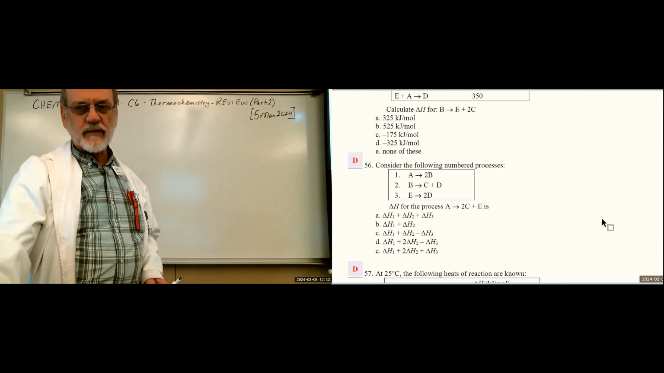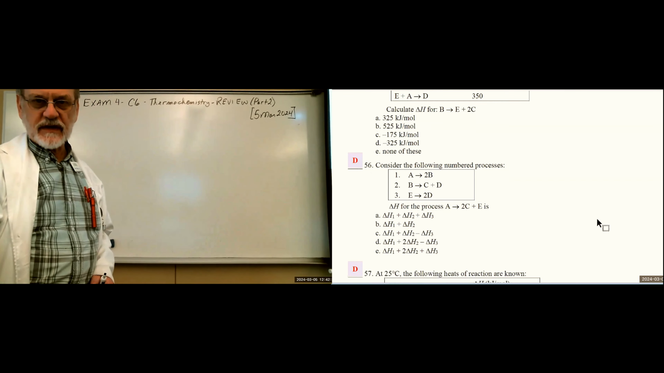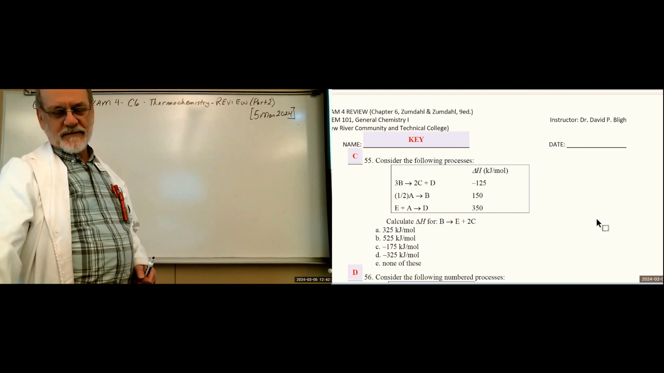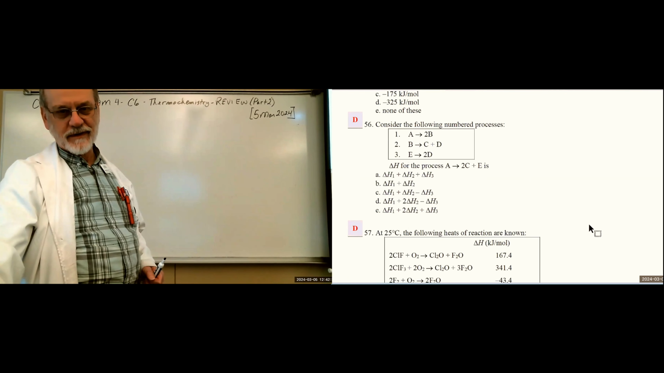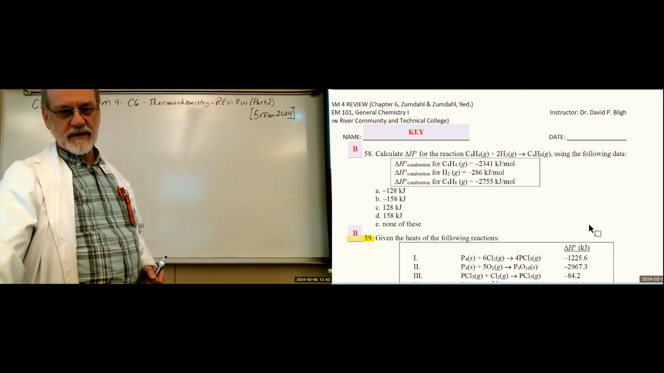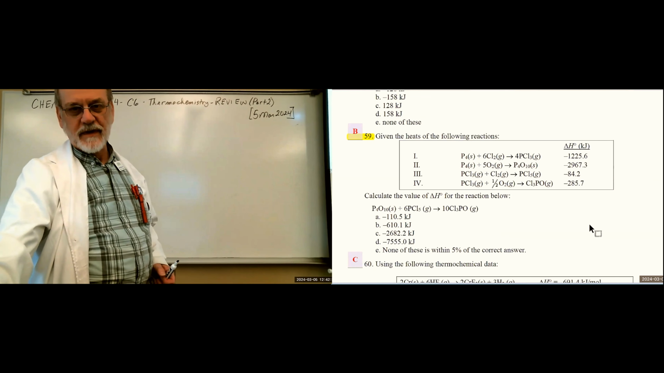Let's see, I skipped over a bunch of these where the A, B, C's, and D's. When I can, I skip over those because I want real world, not this imaginary stuff. Let's see, where is it? Oh, here we go. All right.